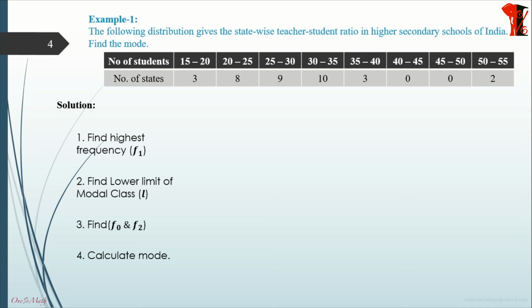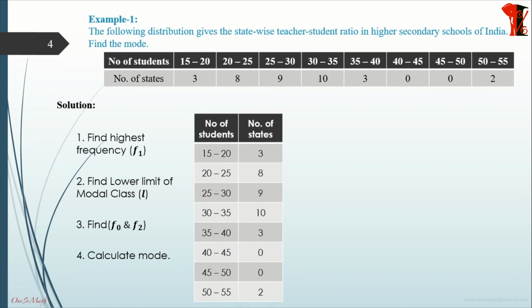So let us discuss example one. The following distribution gives you the state-wise teacher-student ratio in the higher secondary schools of India. Find the mode. These are number of students and this is number of states. So let us rewrite it horizontally. What is the first step here?